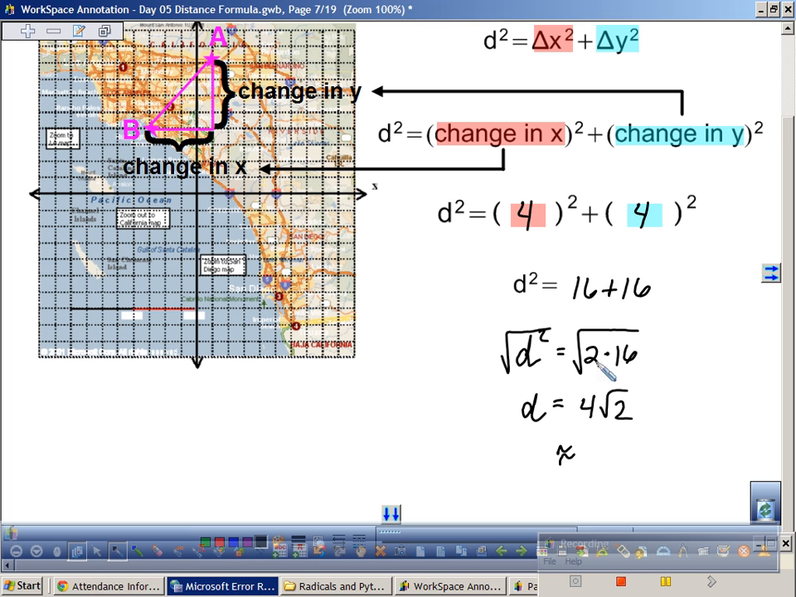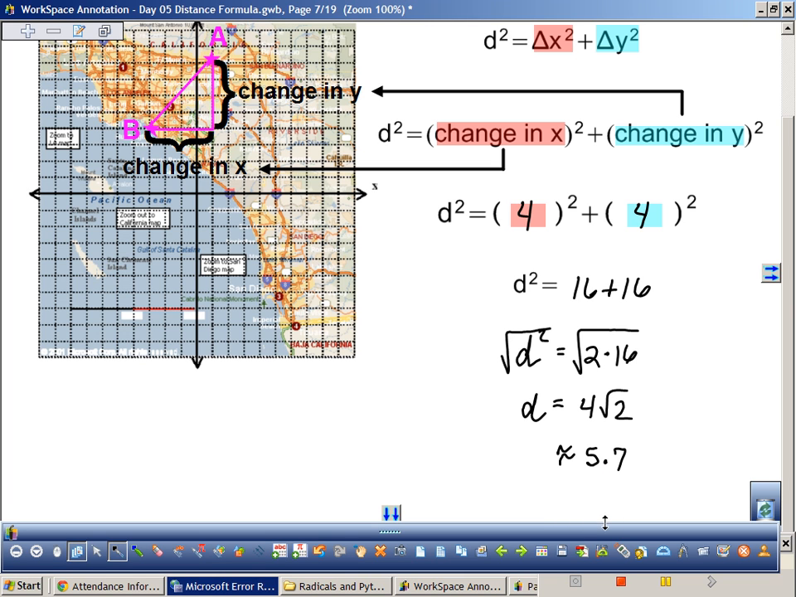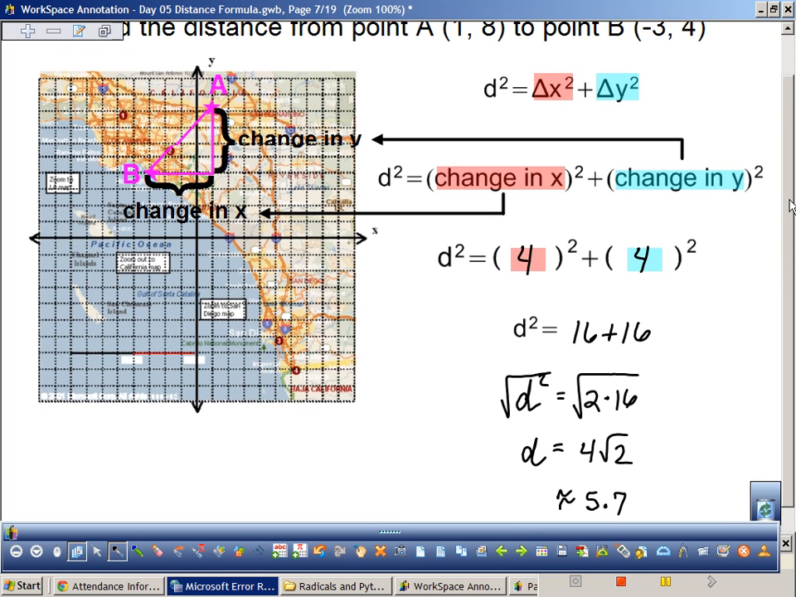Let's also approximate. If 16 times 2 is 32, what's 32 almost the square of? 36. So what's the square root of 36? So this is almost 6, so it's going to be 5 point what? Awesome, 5.7. That'll work. Questions?